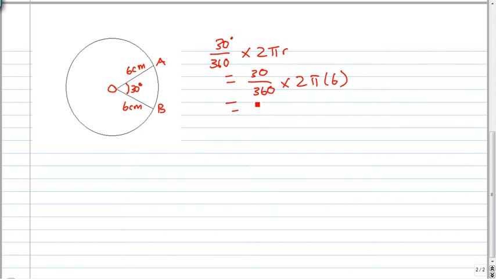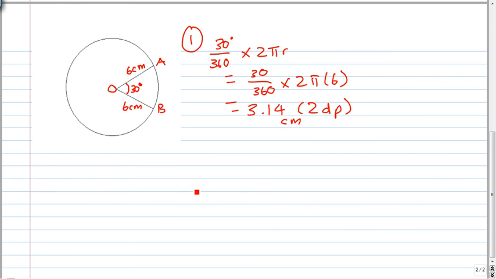Now everyone press your calculator. Use the calculator value of pi. 2 times pi times 6 times 30 over 360. You should be able to get 3.14 to 2 decimal places. Alright, shall we do it again? 30 over 360 times 2 times pi times 6. Yes. So the answer is 3.14 centimeters, to 2 decimal places.